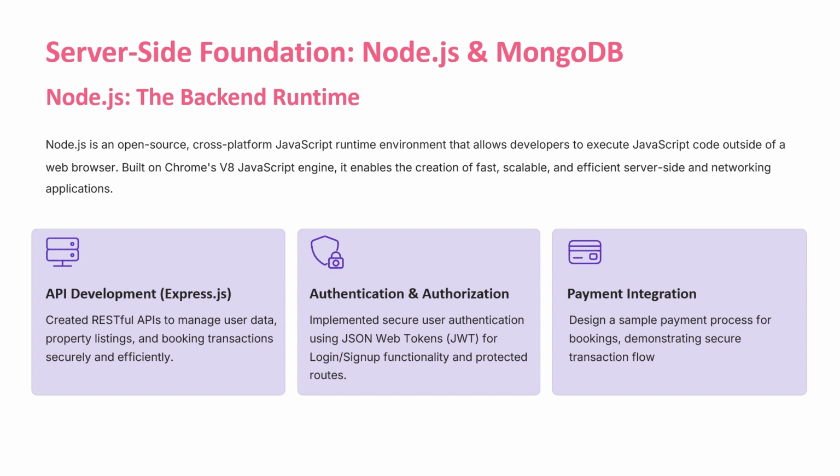So Node.js runs all the backend processes. It handles data validation and user authentication with JWT tokens, and securely connects to the MongoDB database. I also built the REST API with Express.js to process booking, user registration and property management.